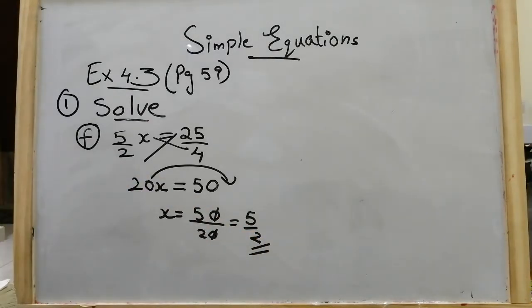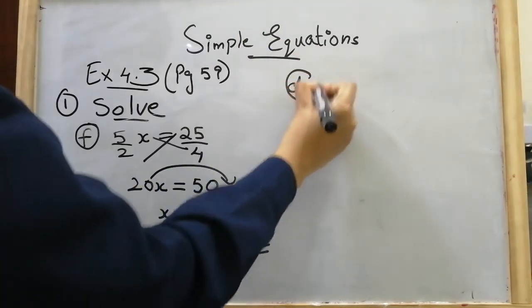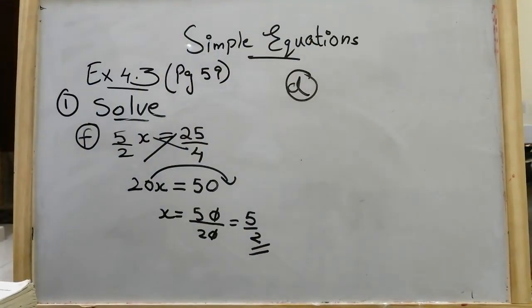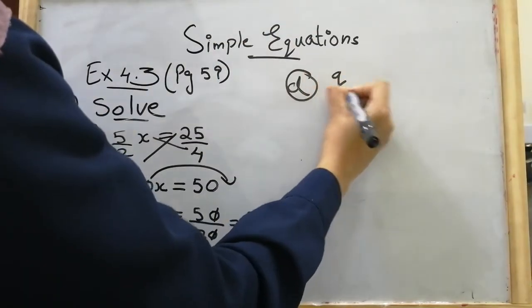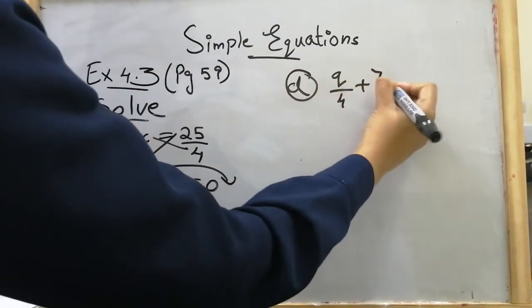Am I clear? Now if you want, I can take, I think even question number D is a little bit different. I'm going to take that also. D, sub question D from first question, exercise 4.3, okay. D is q by 4 plus 7 is equal to 5.